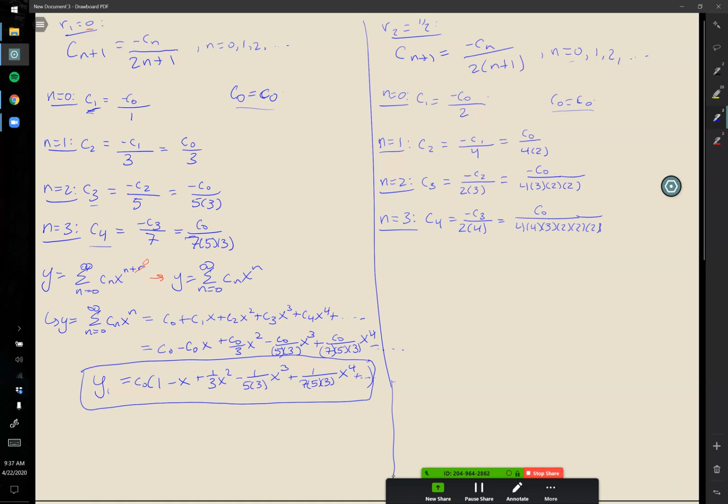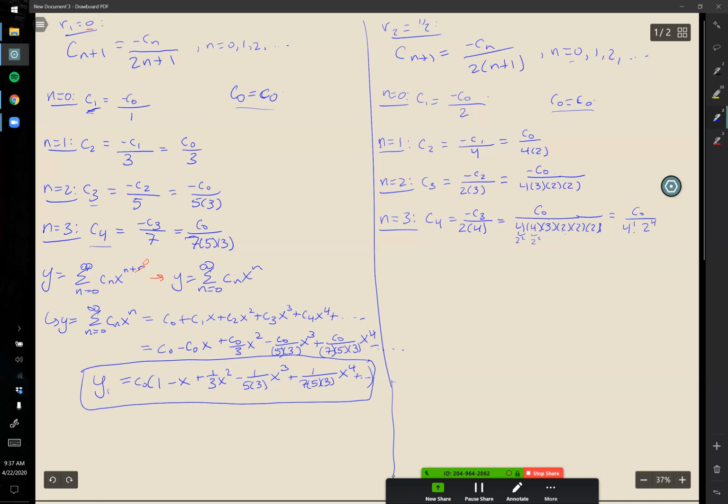I bet I can play around with this a little bit. This looks like C0 over... How many 4s do I have? 1, 2, 3. How many 2s do I have? 1, 2, 3 2s. Oh, I have 4 times 3 times 2, so that's 4 factorial. And then the 2s, that's 2 to the 4.